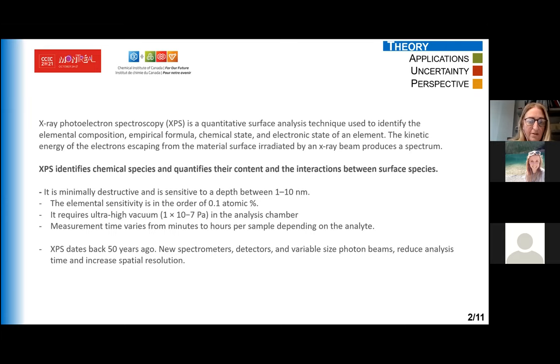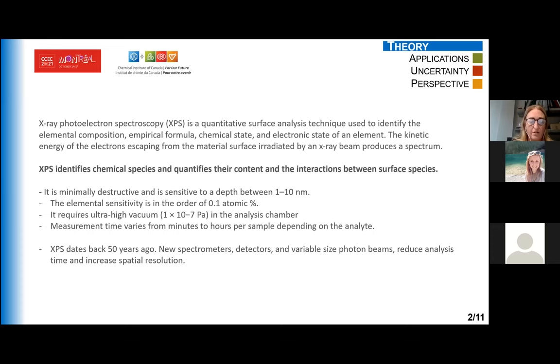The main problem is that it is necessary to make this analysis in ultra high vacuum. Of course, this means that you have to work with samples that are very stable from the pressure point of view. Measurement times can vary from some minutes, and in some particular cases, you can also work with hours, depending on the final goal that you want to achieve. It's quite an old technique now, more or less 50 years old. Now we have, of course, new spectrometers and new detectors. In some cases, we can make different photon beams with variable size, and in this case, we can reduce the analysis time and increase the spatial resolution.